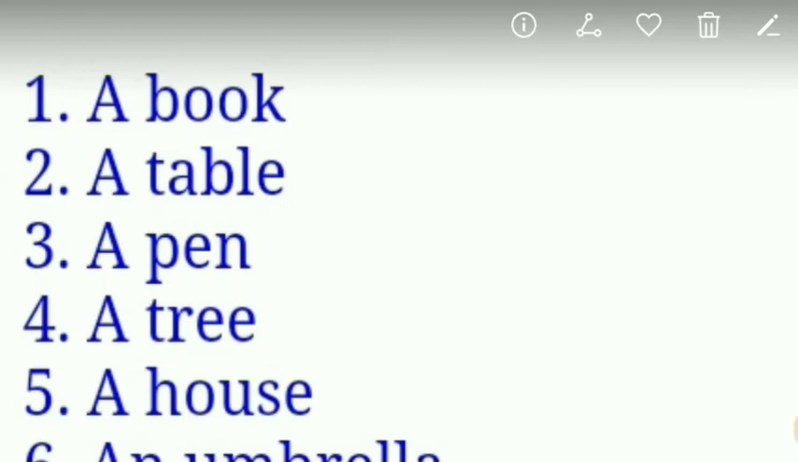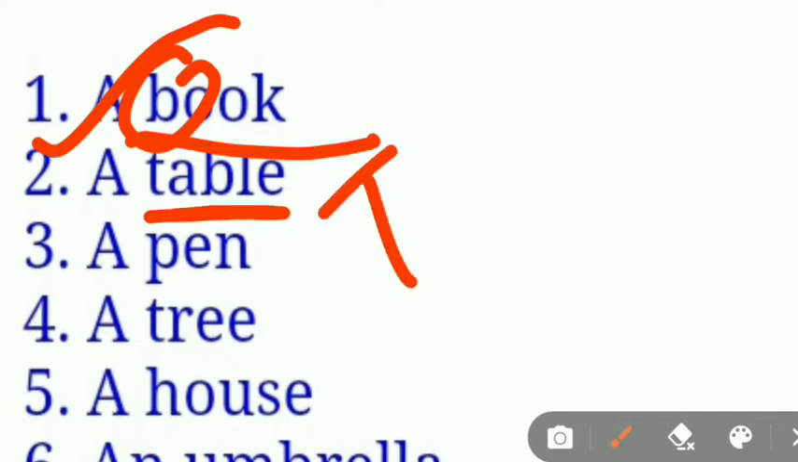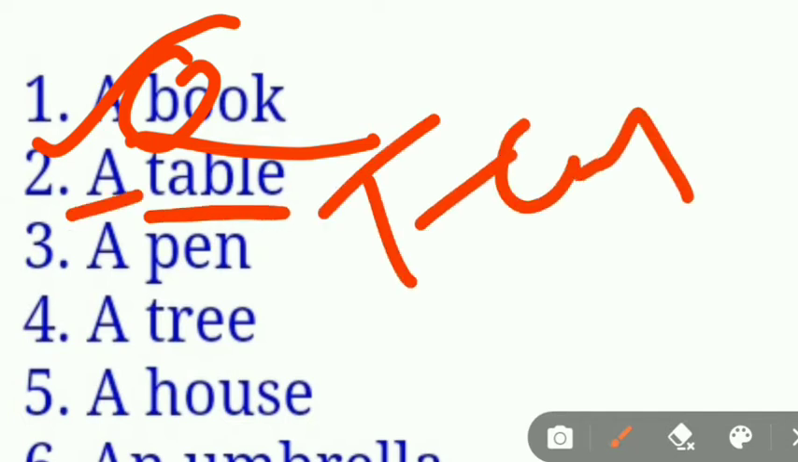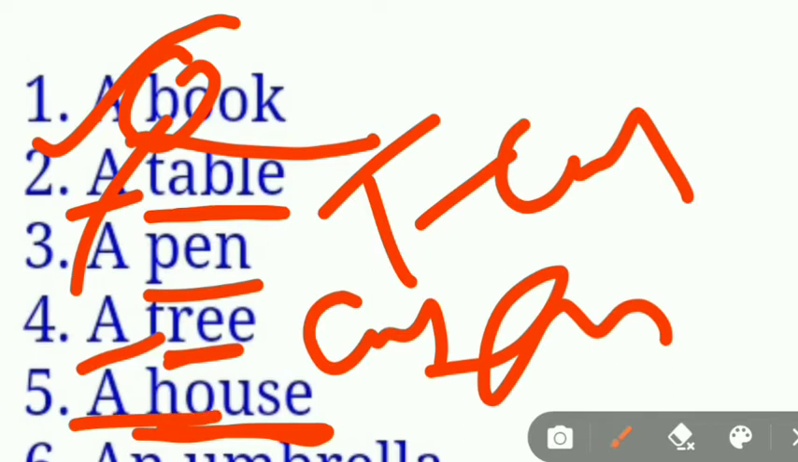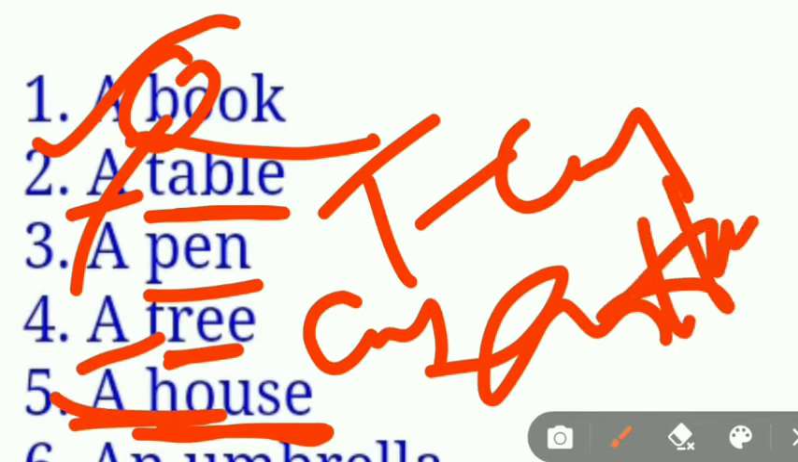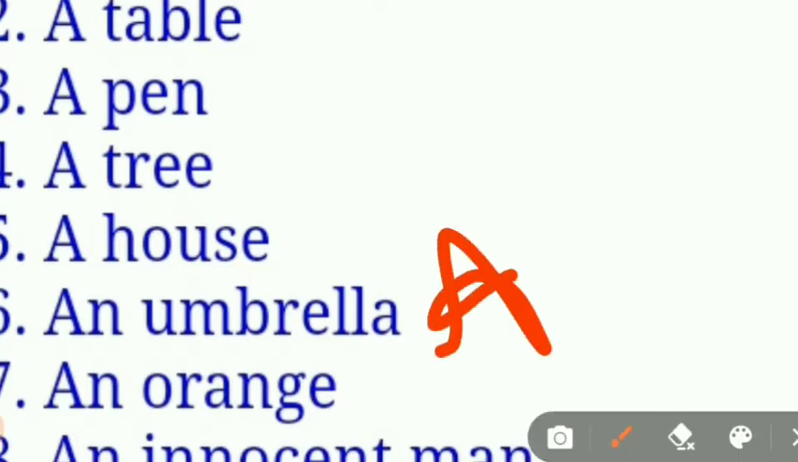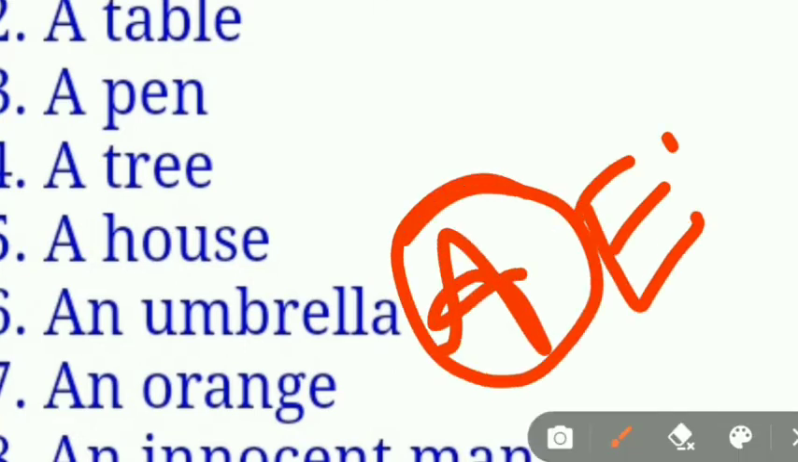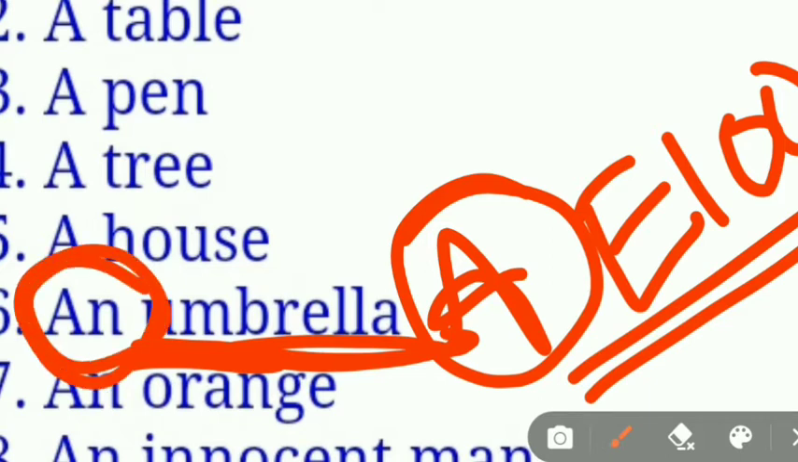Next, observe: a book. B is a consonant sound, so a is used. A table, T is a consonant sound, so a is used. A pen, a tree, a house, consonant sounds, so a is used. Next, umbrella starts with a vowel: a, e, i, o, u vowel sounds. It's not a umbrella, it's an umbrella, therefore an is used.